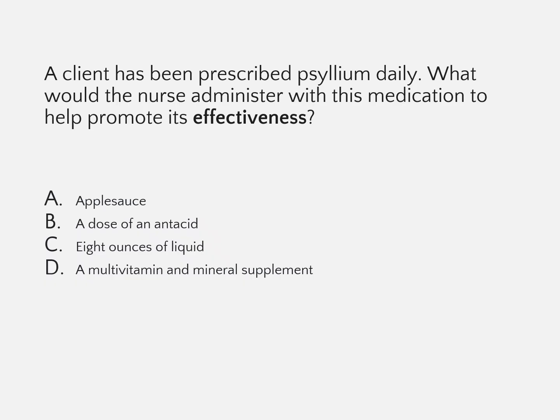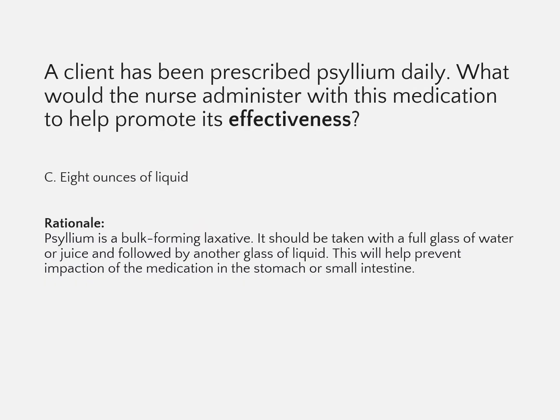A, give applesauce. B, a dose of antacid. C, 8 ounces of liquid. And D, a multivitamin or mineral supplement. If you picked C, giving 8 ounces of liquid, what is psyllium? It is Metamucil, the orange bulk-forming laxative to help with constipation.